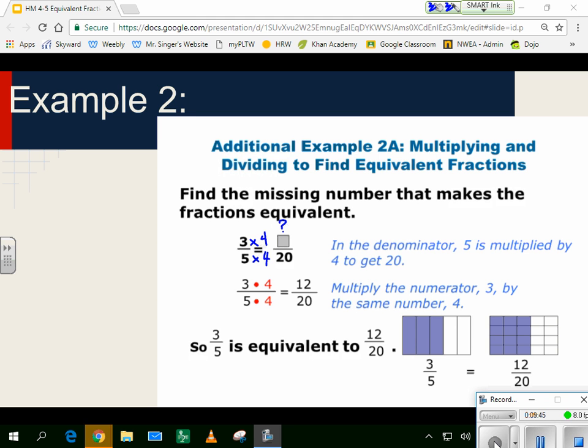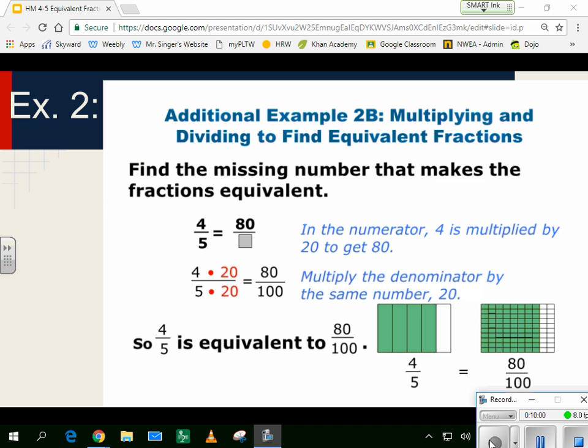So now you're just going to do 3 times 4. 3 times 4 gives you 12. And that's how you get 12/20ths as an equivalent fraction. So you use what you already know to be able to find the missing value. Let's look at another one.